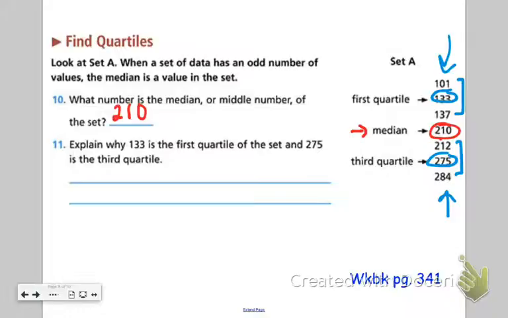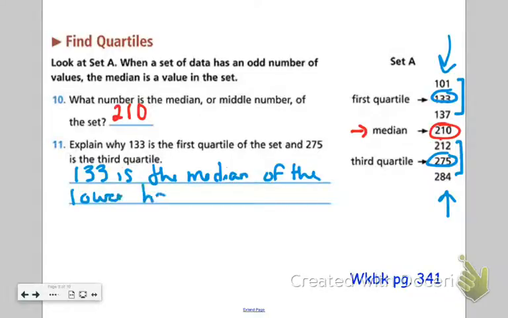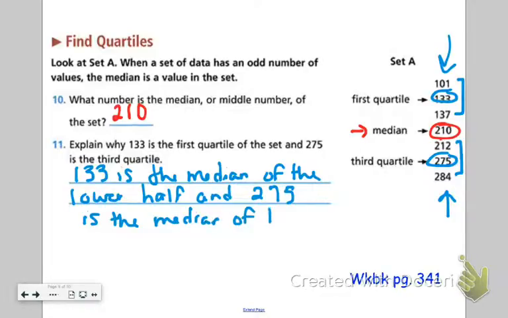Alright, so explain why 133 is the first quartile of the set and 275 is the third quartile. Well, 133 is the median of the lower half, and 275 is the median of the upper half. There we go. Oh, terrible ending here. Sorry about my chicken scratch.